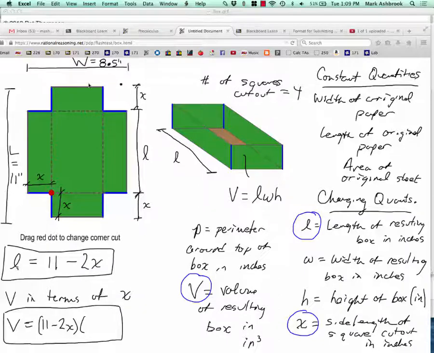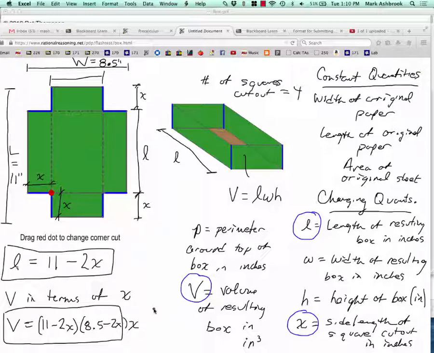Yep, it's going to be the same thing looking at it this way. Here's our width of the final box, and it's going to be the 8.5 less an x on this side and an x on this side. Okay, then what about h? We said h was x. So look, we just got V in terms solely of x.